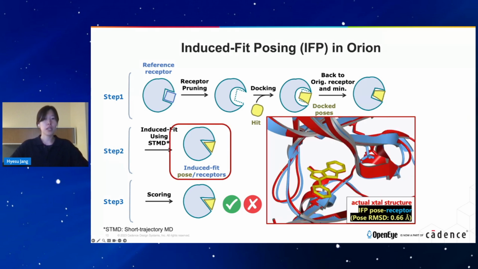And step 2 using STMD indeed relaxes both the binding mode and the active site residues, resulting in better overlap with the actual crystal structure, which is the red structure here. You can see the pose-RMSD drop down to 0.66 angstrom after MD step. And lastly, in step 3, we mark this as the most promising binding mode of the yellow ligand.